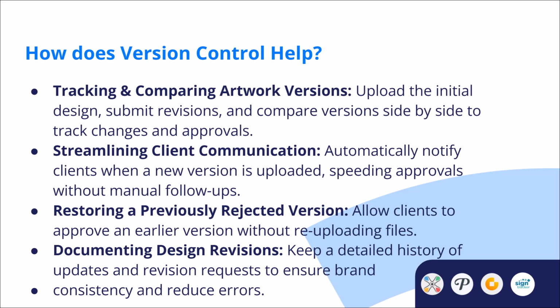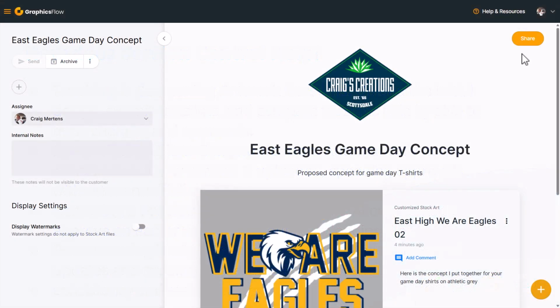Here's how version control works. If a client asks for a revision, maybe a color change or a slight tweak to the layout, you no longer need to manually track changes or juggle multiple email threads. I'm logged into GraphicsFlow as an admin. I've created an art approval with a design.